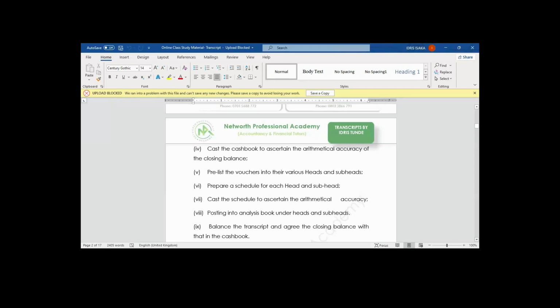In public sector accounting, in government, we have heads. Revenue under public sector accounting is classified into two. We have recurrent revenue and we have capital revenue. Recurrent revenue's head starts from 1, while capital revenue's head starts from 3.